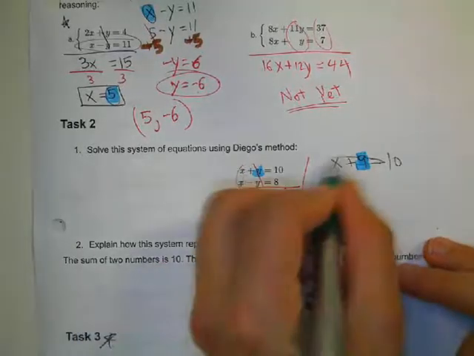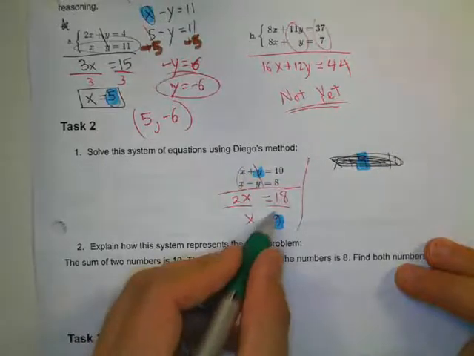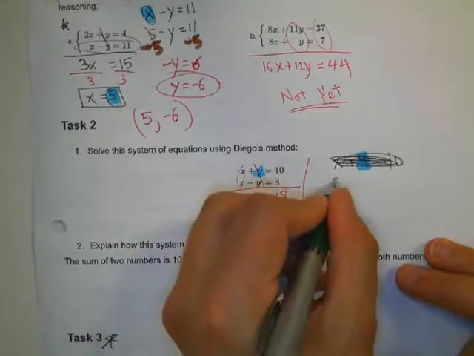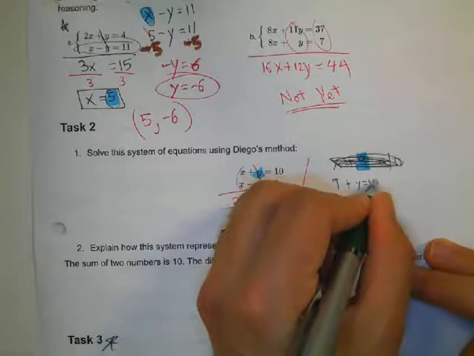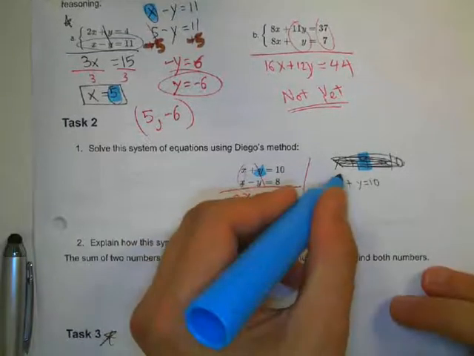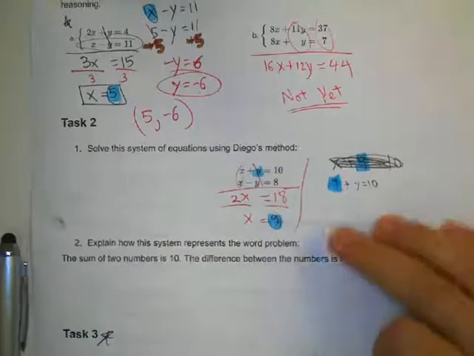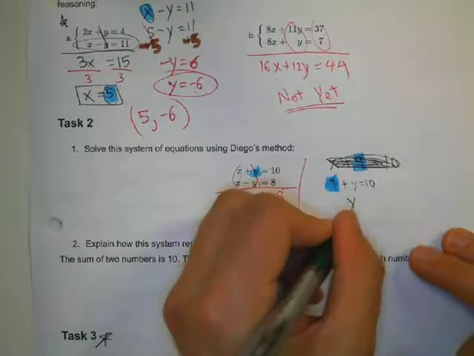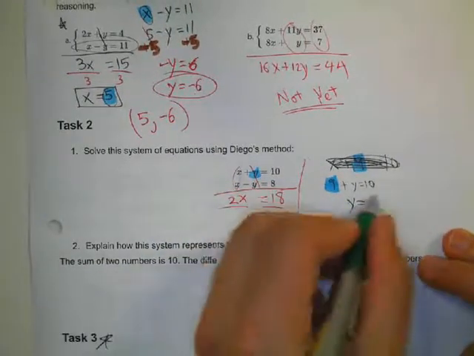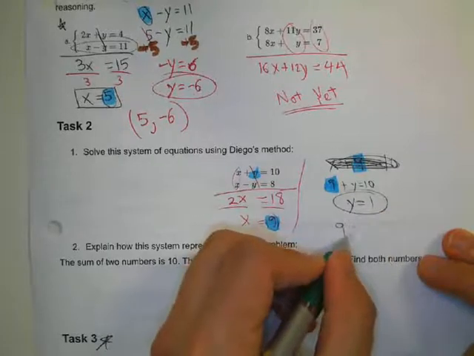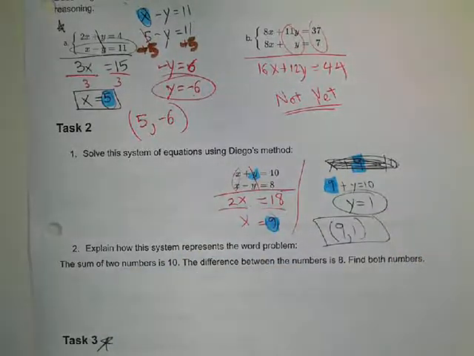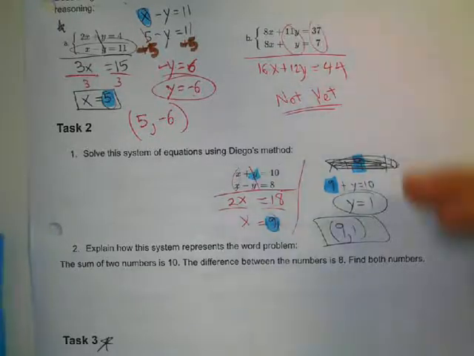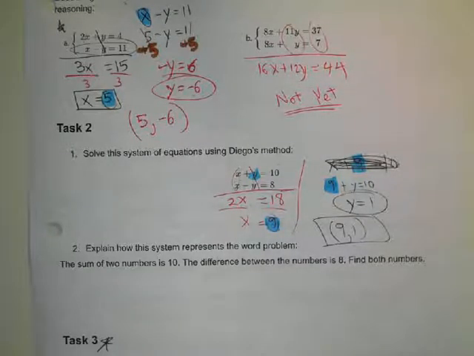I'm making all kinds of mistakes, aren't I? X is 9, right? I'm substituting x with 9. Still get the same answer. Subtract 9 on both sides, I get y equals 1. So my answer is 9 comma 1. You may want to hit pause for a second to copy this down. If you only copied one of them down, one or the other, that's fine.